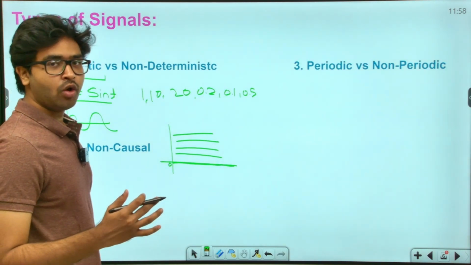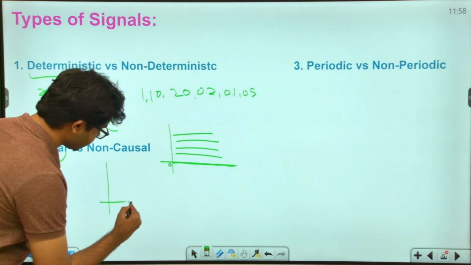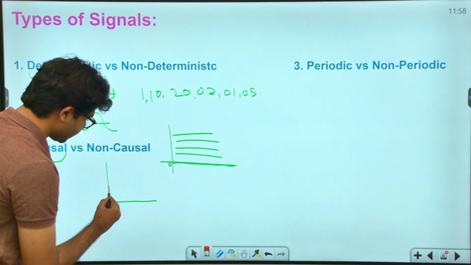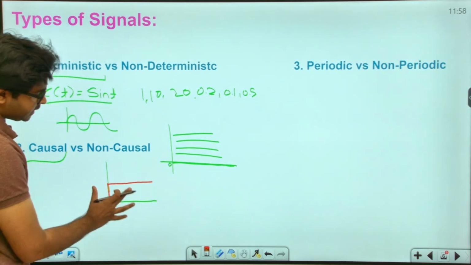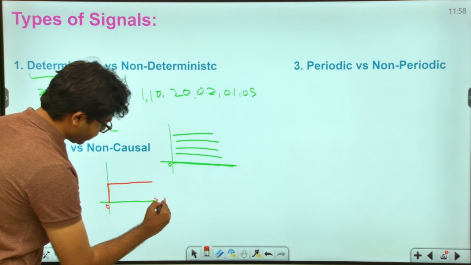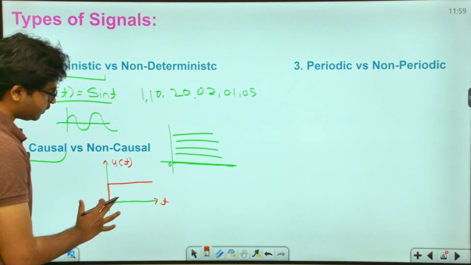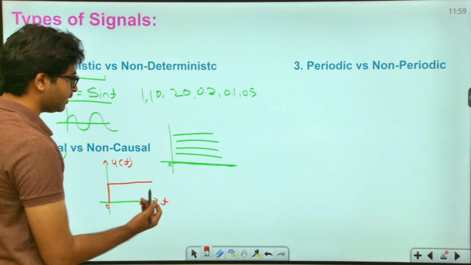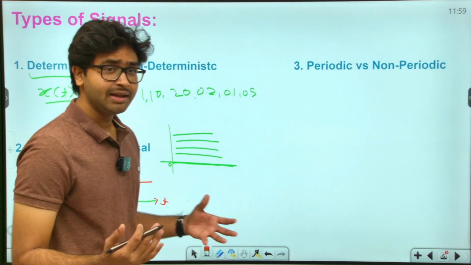A very good example of the causal signal is the unit step function. We have already studied in the previous lecture how the unit step signal looks. It starts at 0 and has a constant value. This is the unit step function u of t. It is present for the positive time interval only, so this is the causal signal. And a signal which has some values in the negative time interval is a non-causal signal.